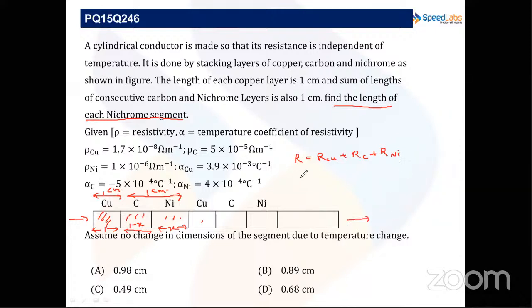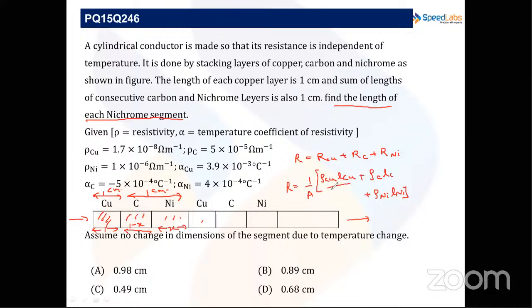Now resistance is rho L by A. The cross-section area for every part is the same, length is different, so I am just writing that resistance is rho copper into length of copper divided by A. 1 by A I am taking out, and plus again resistivity of carbon part times length of carbon part, plus resistivity of nichrome part and length of nichrome part.